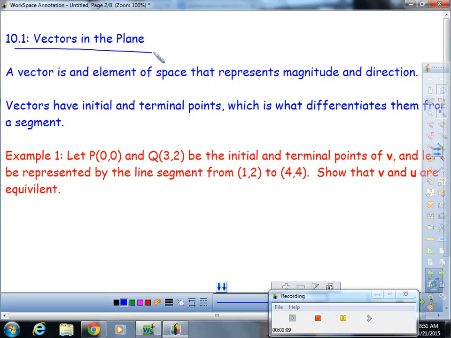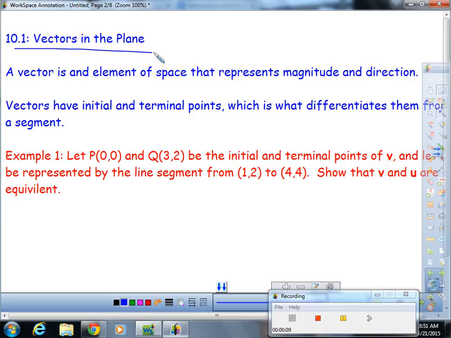All right, so you guys are familiar with vectors from your favorite movie. A vector is an element of space that represents magnitude and direction. What's different between a segment and a vector is that a vector has direction, unlike most of you guys, and a segment just has endpoints. So we have to always know what the terminal point is and what the initial point is.